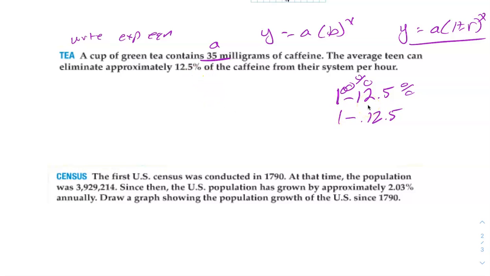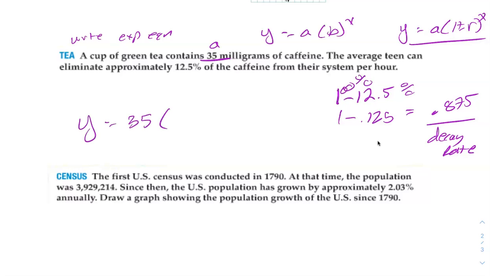And this should be 12.5%, so it should be 0.125. Since it's a percentage, you move the decimal over a couple of spots, you get this. Subtract, you get 0.875. So that is my decay rate. So our equation would be y equals 35 times my decay rate, 0.875 to the x.